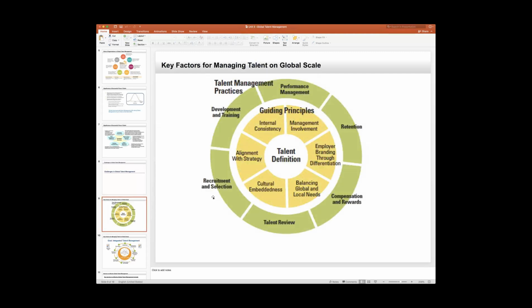Now, when we look at that, we again go back to the basics in terms of how we define talent. Then we look at this particular chart or picture, wherein we look at some of the guiding principles of the key factors which organizations look at when dealing with these challenges.